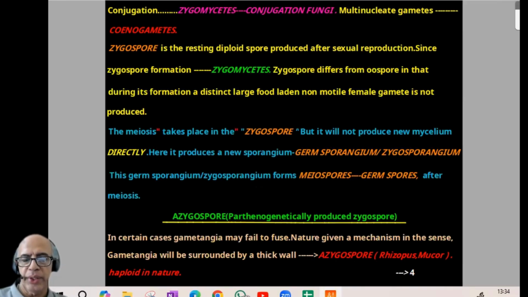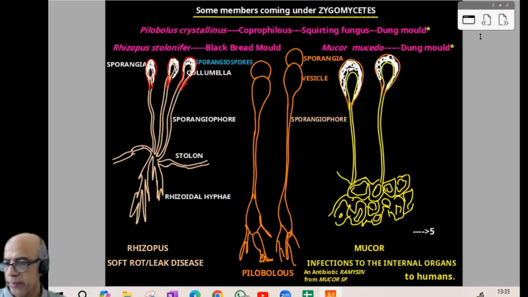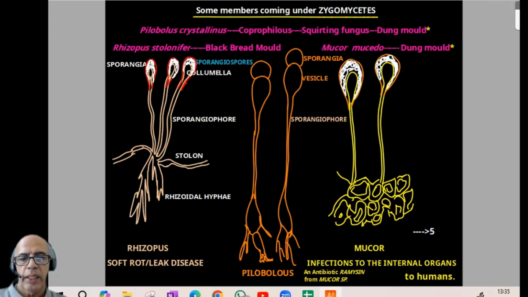Then in Zygomycetes, multinucleate gametes, isogametes, and the zygospore differs from the oospore in that during its formation, a distinct large food-laden non-motile female gamete is not produced. Meiosis occurs in the zygospore, but it does not produce new mycelium directly. Here it produces a germ sporangium, a zygosporangium, where meiospores form after meiosis. There is also a parthenogenetically produced azygospore. Examples: Rhizopus, Mucor. Then some members with a diagram: Rhizopus, Pilobolus, Mucor, common names, diseases, etc.